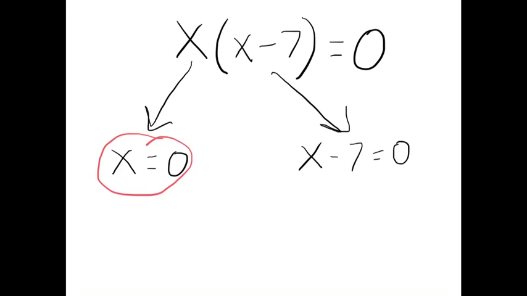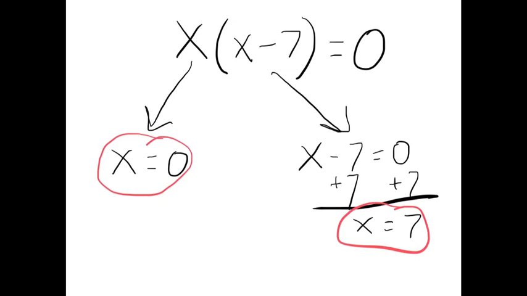This one over here, hopefully the answer jumps right out at you. What would x be to make this equal to 0? But sometimes it's more complicated than that. So the steps would be to get rid of the constant on this side by adding it to both sides, leaving us with x equals positive 7. So there's our two answers. One of them is x equals 0. One of them is x equals positive 7.